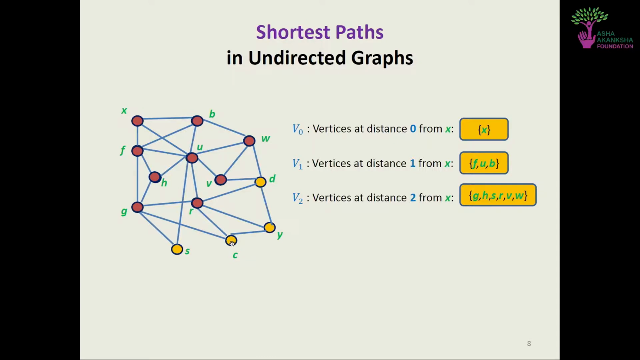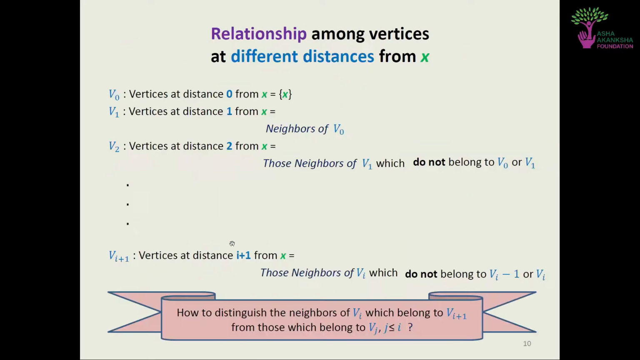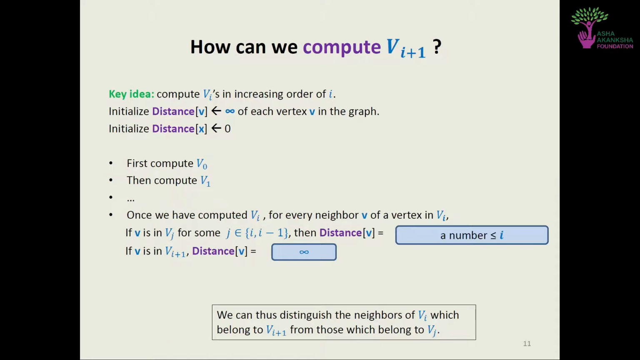and the distance would be 3. In such a way, if we follow these steps and these two cases, the distance is either a number less than or equal to i, or it is infinity. If it is less than or equal to i, then it has already occurred and we have already taken that node, so we can ignore that vertex. But if it is infinity, then we can assign it to V(i+1).